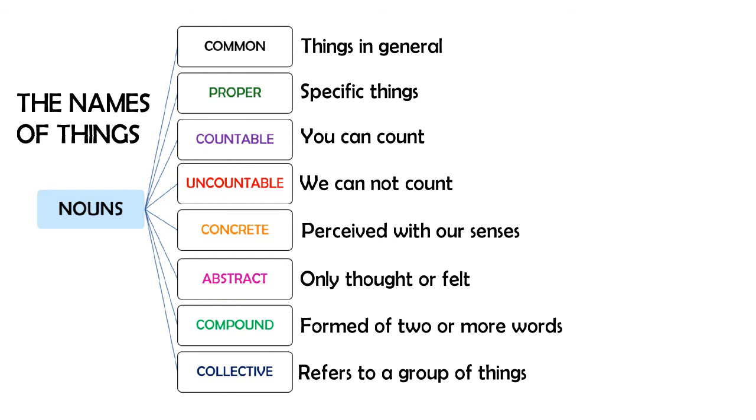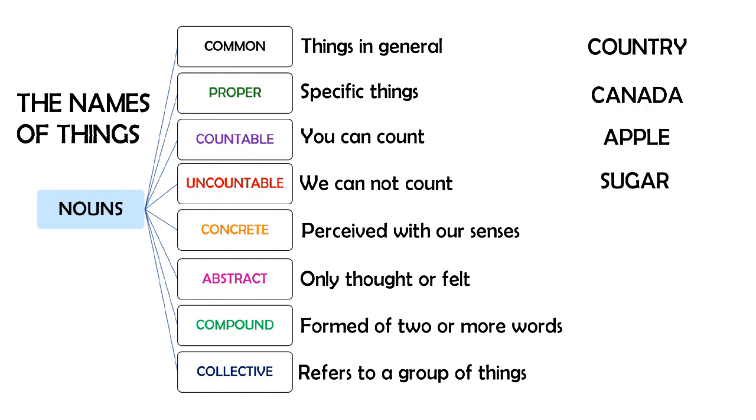Let's do an example. Country, any country in general. Canada, a specific country. 1, 2, 3 apples. Sugar, we cannot count it. Cup, we can touch and see it. Love, only thought or felt. Bus stop, 2 words, bus and stop. Team is a collective noun. Team of players.